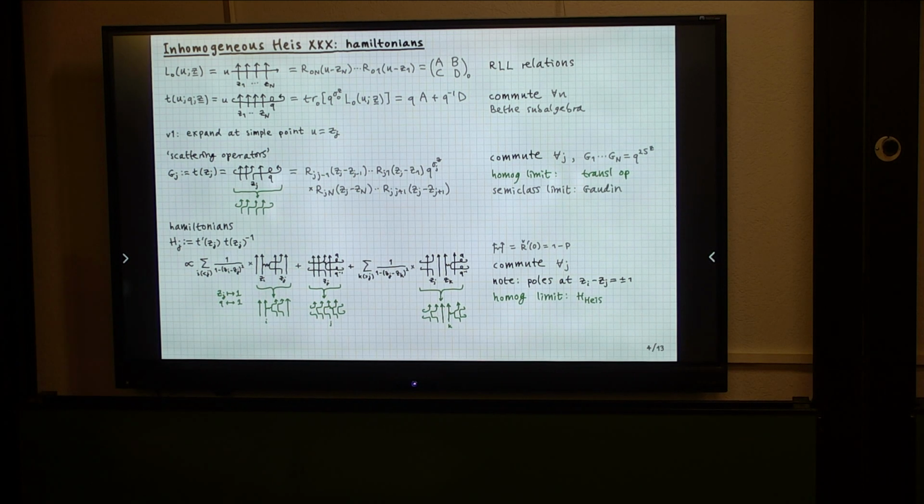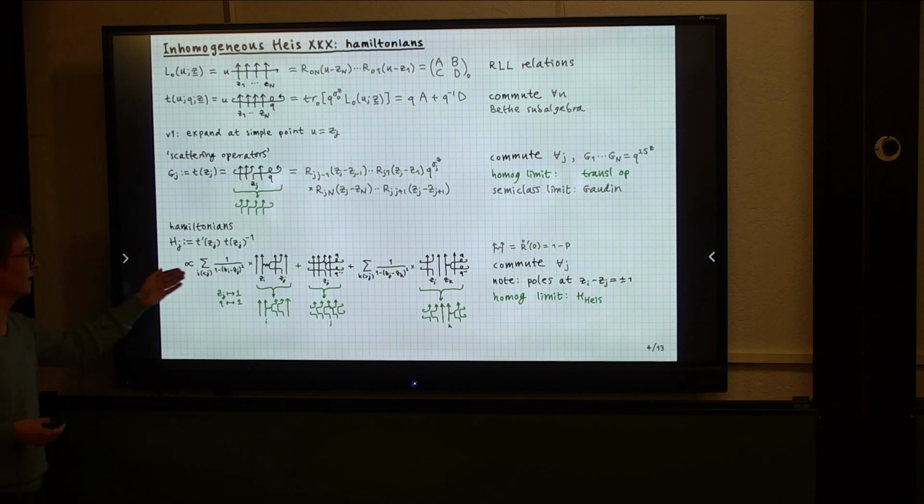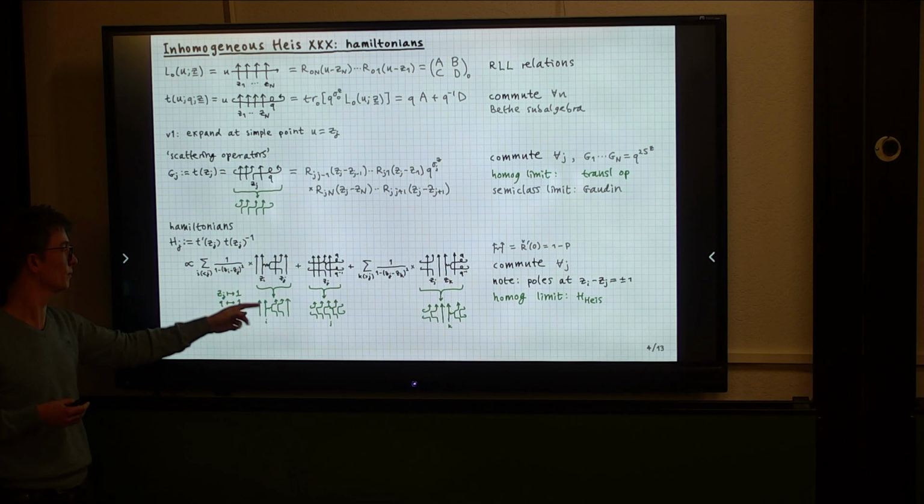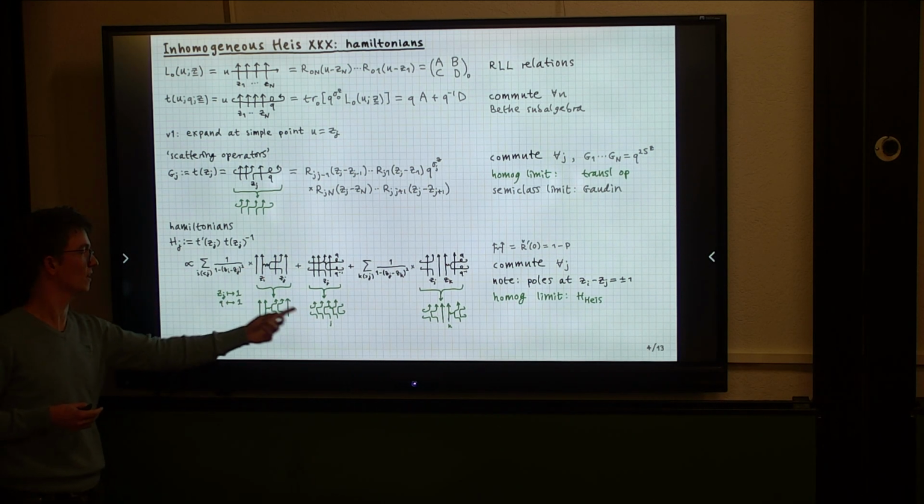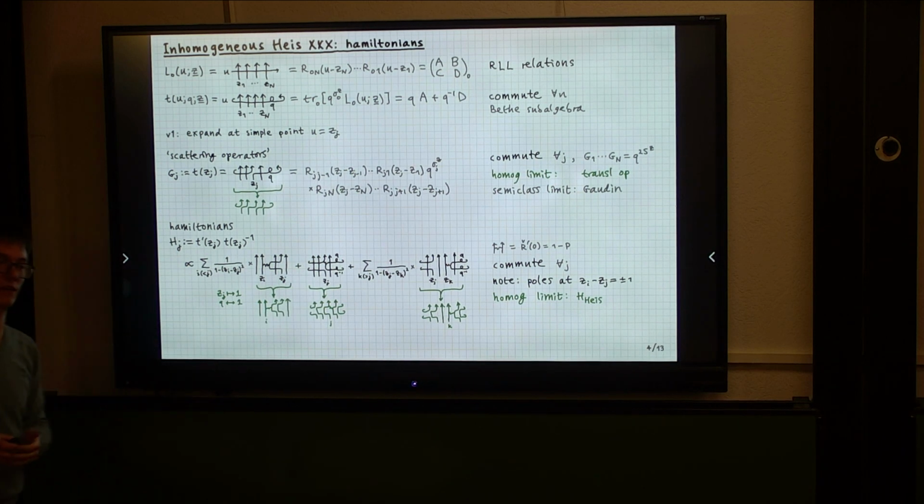So these are long-range models. Of course, here, if we take, again, the homogeneous limit, then all these R matrices open up. So what you just get is nearest neighbor interactions decomposed in some sort of funny way. But it just gives back the usual Heisenberg spin chain. So these are the inhomogeneous analogs of the usual Heisenberg spin chain.